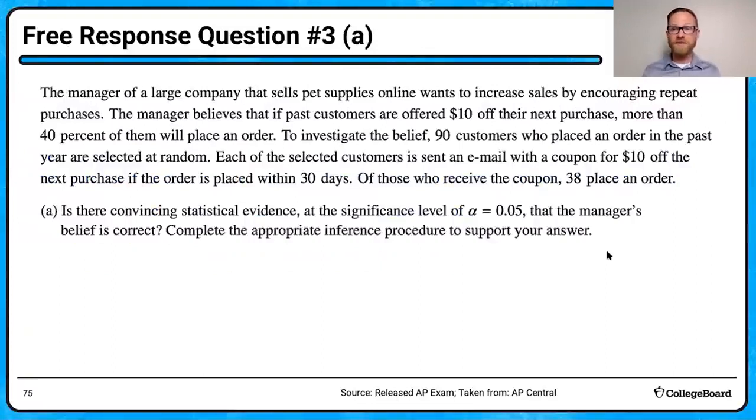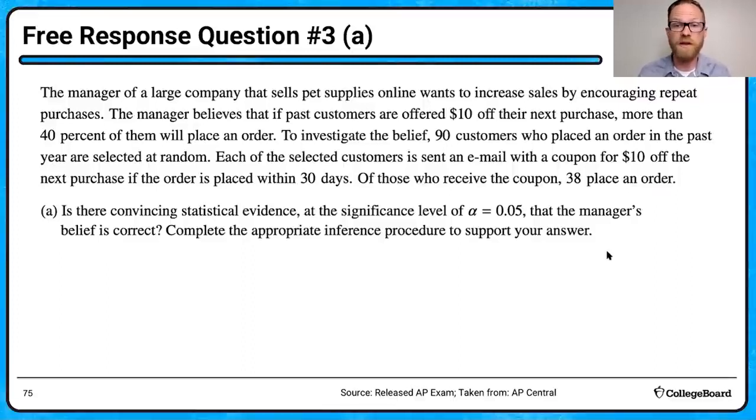All right, let's move to our final free response question, number 3. Here is part A. It says the manager of a large company that sells pet supplies online wants to increase sales by encouraging repeat purchases. The manager believes that if past customers are offered $10 off their next purchase, more than 40% of them will place an order. To investigate the belief, 90 customers who placed an order in the past year are selected at random. Each of the selected customers is sent an email with a coupon for $10 off the next purchase if the order is placed within 30 days.